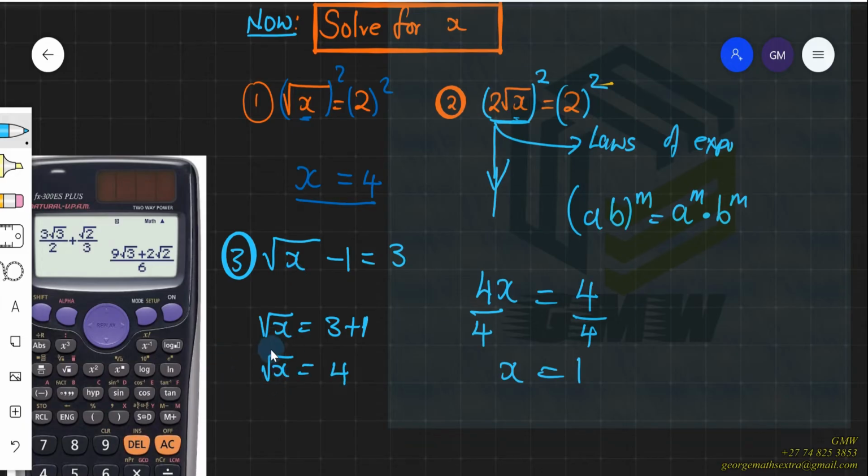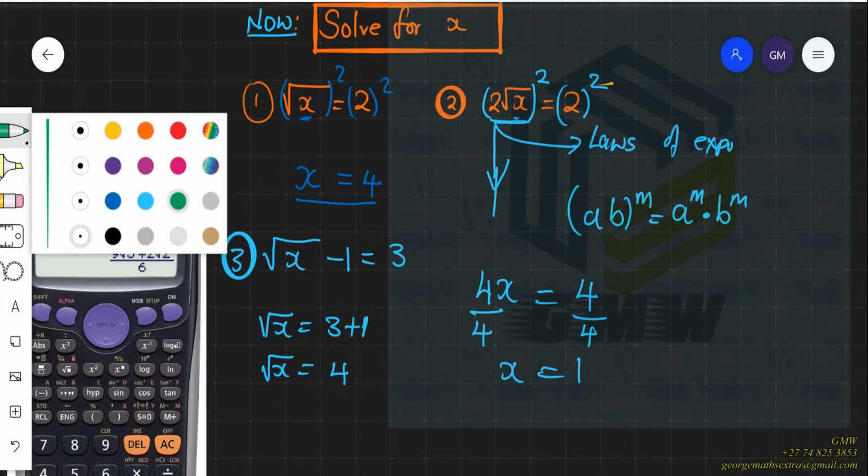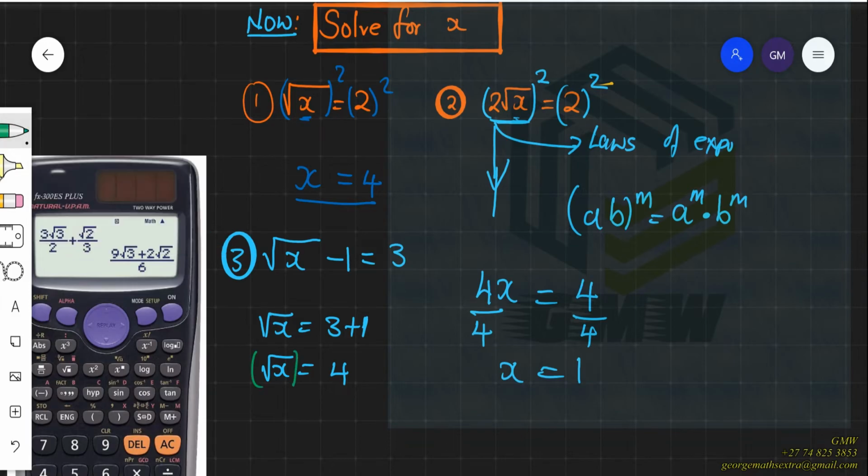Now, we have pushed the question from how it was here to what I have learnt as my initial stage, where I can now safely square both sides, knowing that the square root will go away. So I can safely square both sides like that and have x equals 16. That's it.